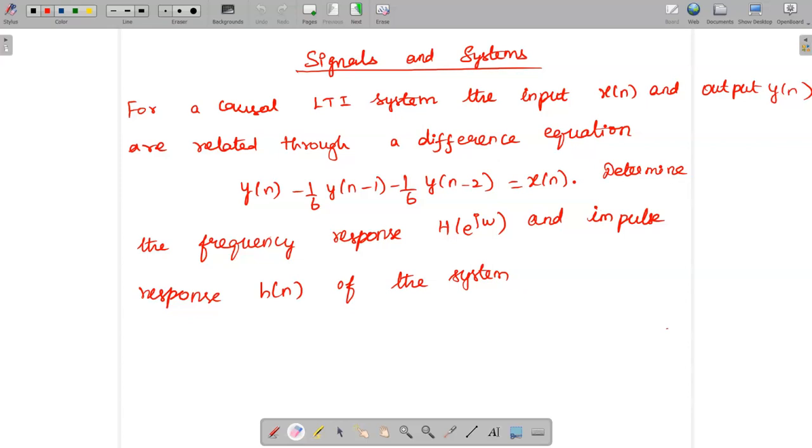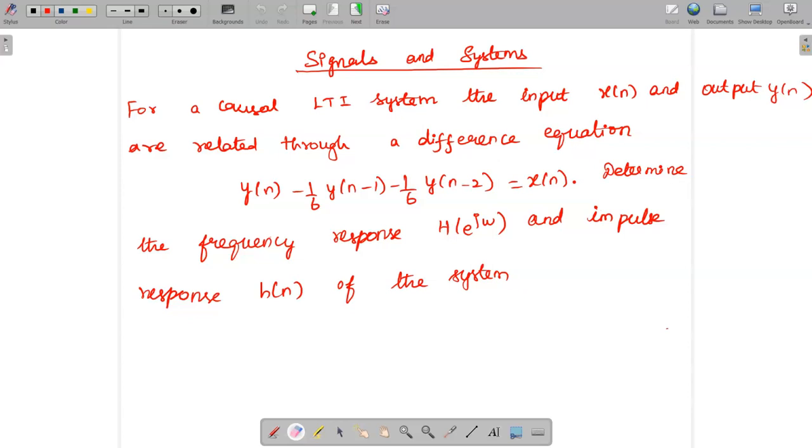So for a causal LTI system, the input x of n and output y of n are related through the difference equation y of n minus 1 by 6 y of n minus 1 minus 1 by 6 y of n minus 2 is equal to x of n. So we have to determine the frequency response H of e power j omega and impulse response h of n of the given system.